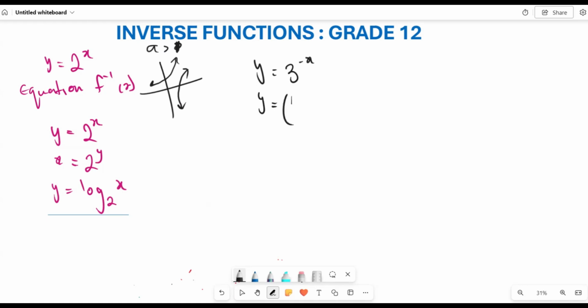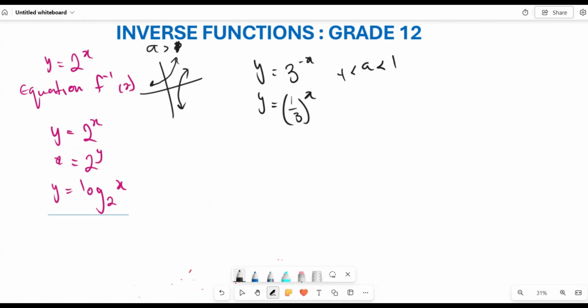This is the same as 1 over 3 to the power of what? To the power of x. Altogether, remember this, I can write it this way, right? And can you see that 1 over 3 lies, right?